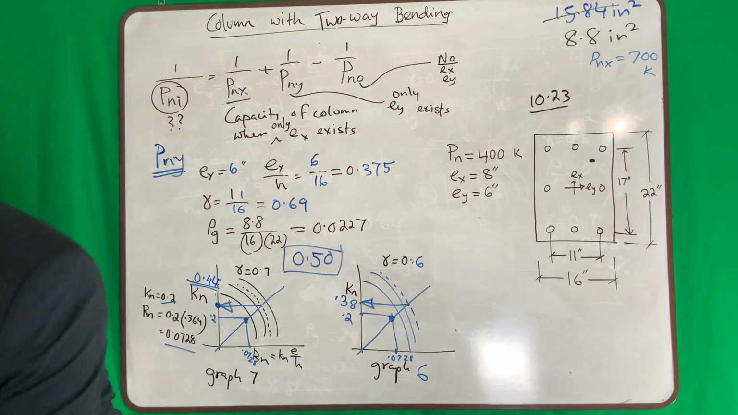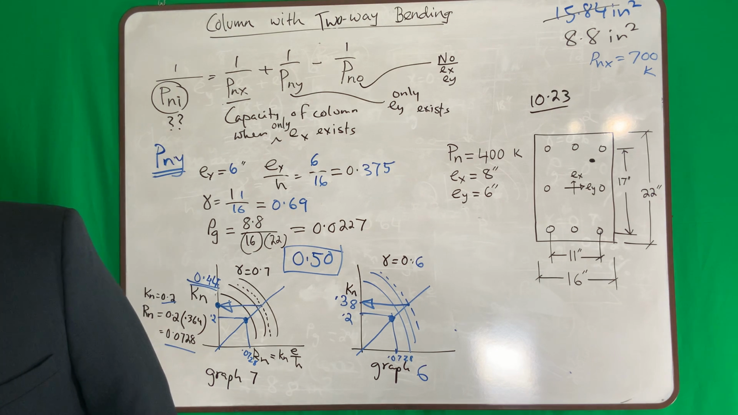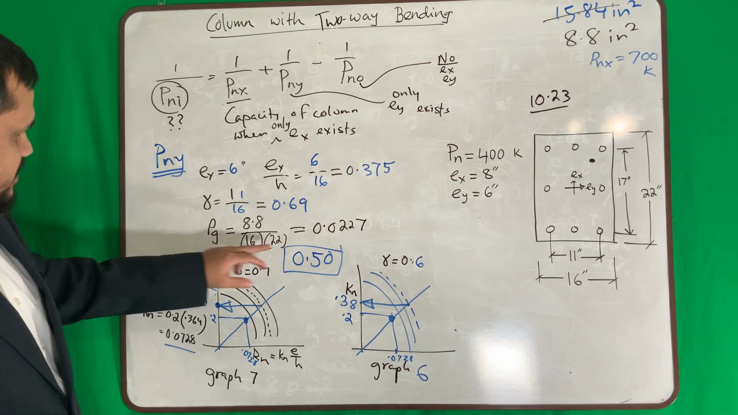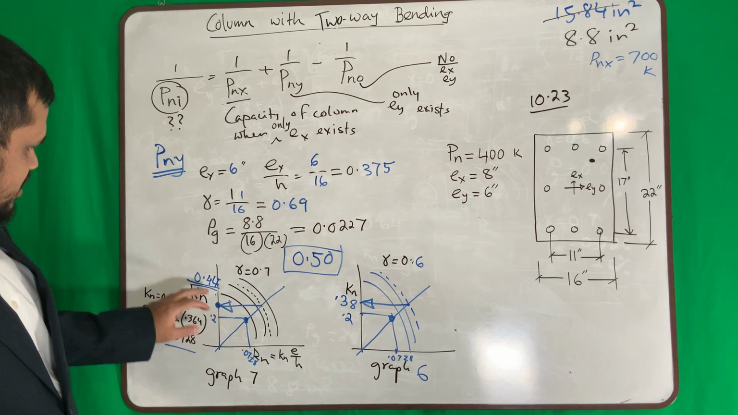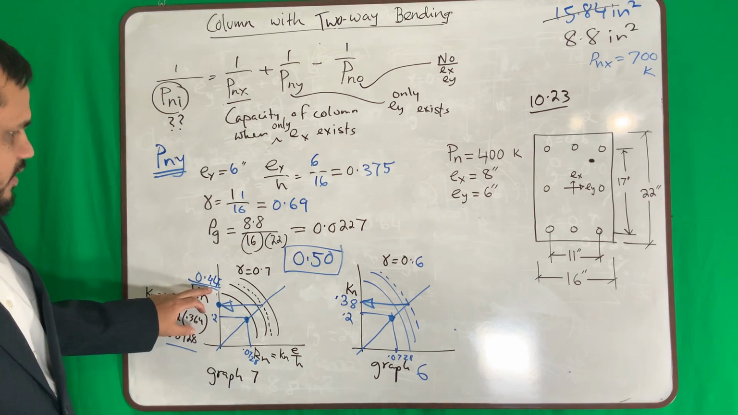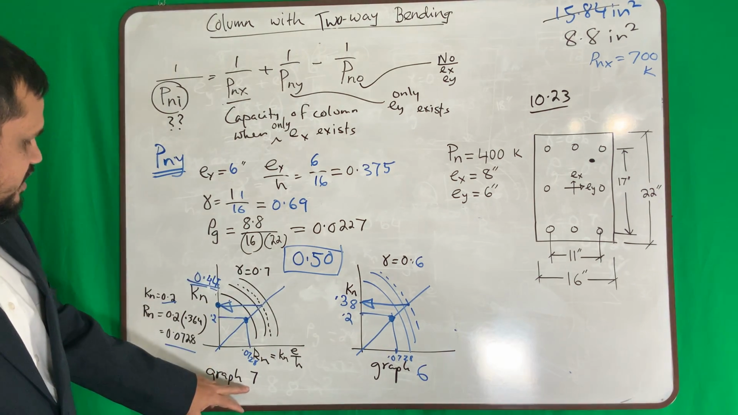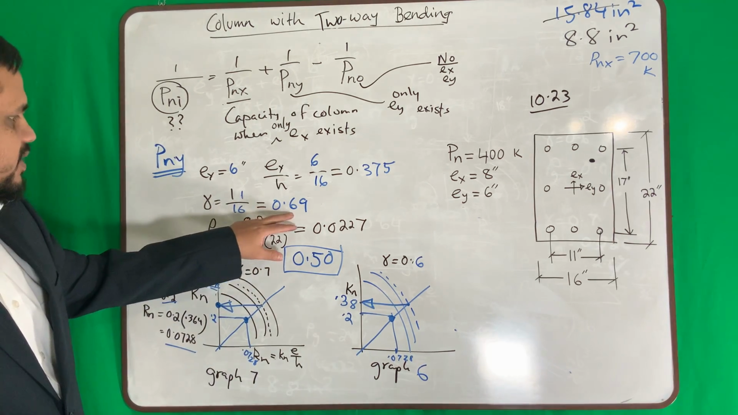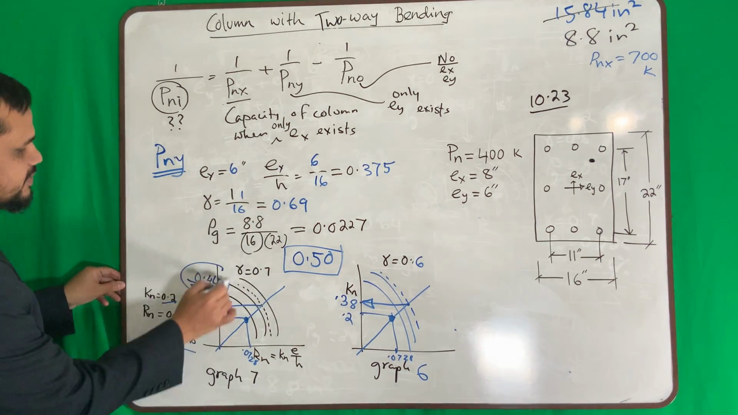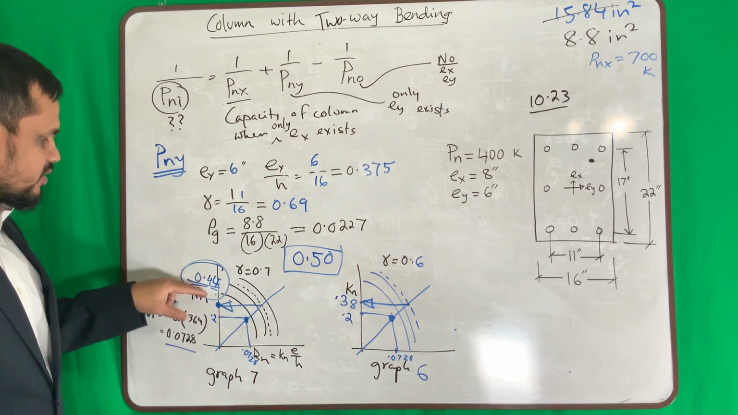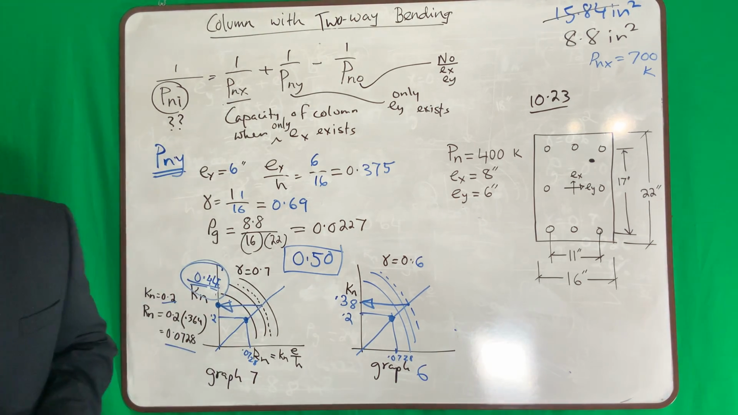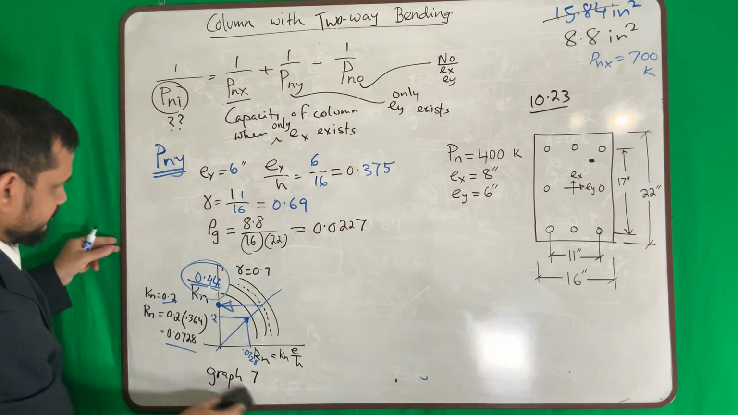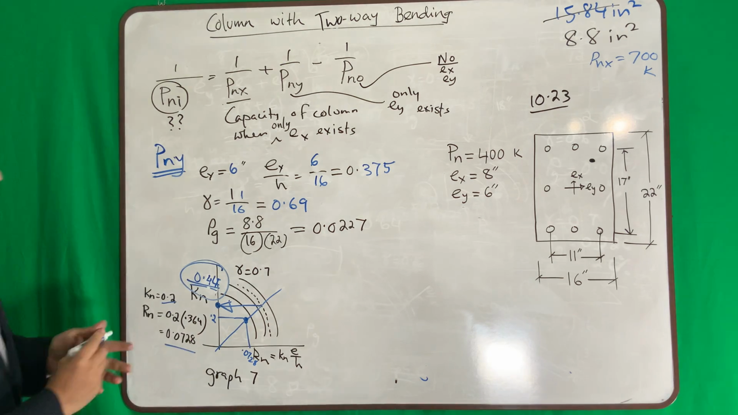So this value 0.69 is so close to this 0.7. So actually we can use this graph with 0.7 because my gamma is 0.69, almost 0.7. So we will use this value 0.44 or whatever we saw last time. Okay, so if I delete it, our KNX is now 0.44.